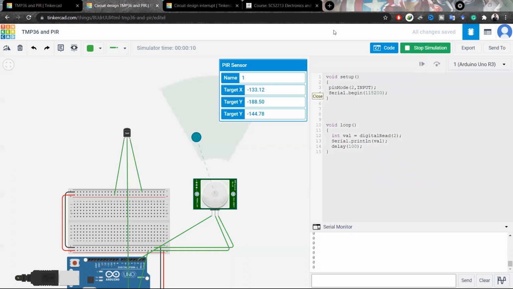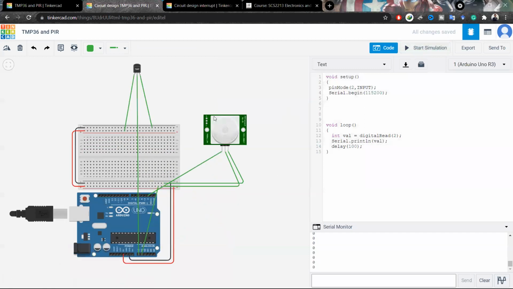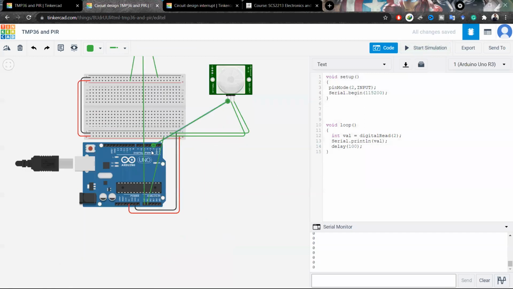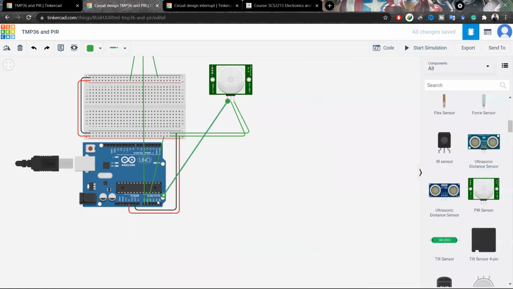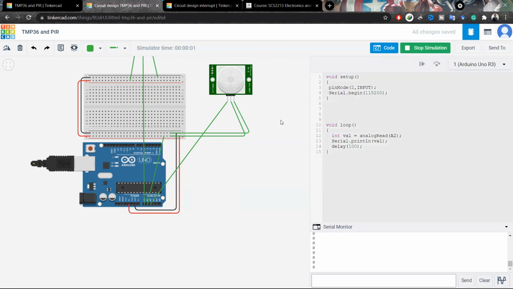Someone asked what will happen if we use analog read here. We can use analog read as well. The first thing is I should remove this and plug it into an analog pin, suppose analog A2, then analogRead A2.